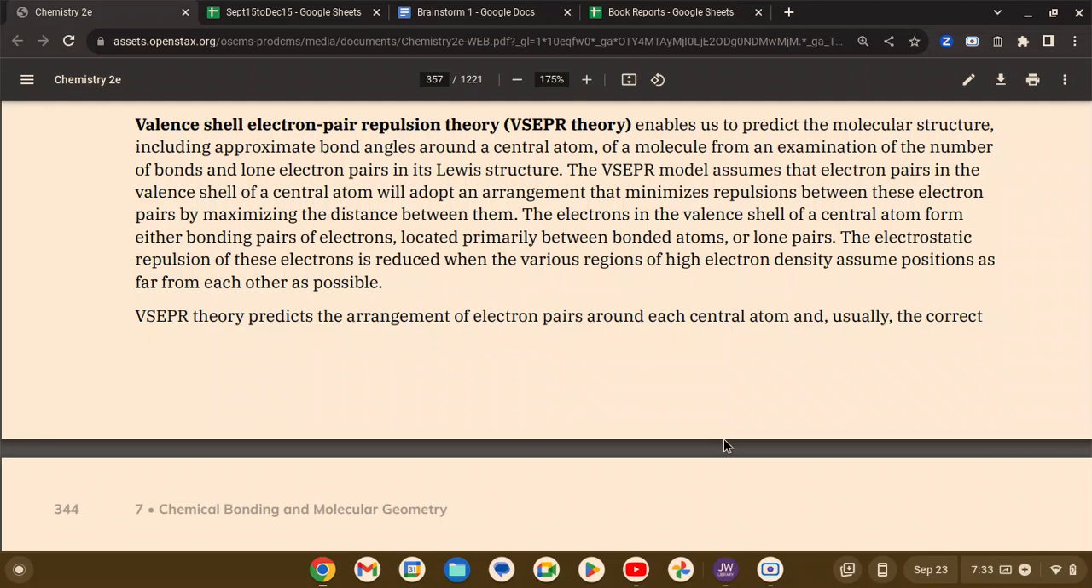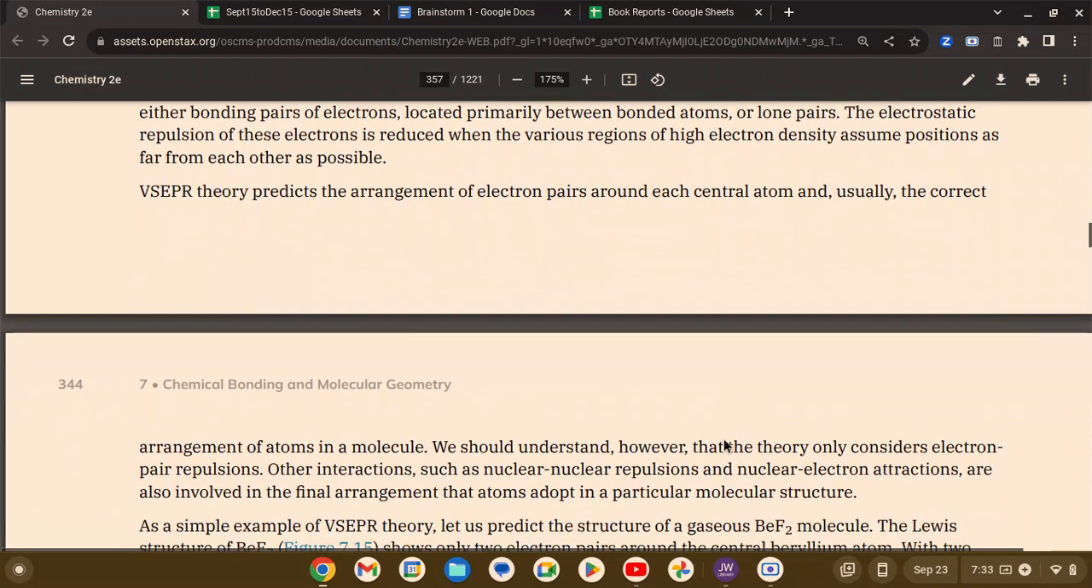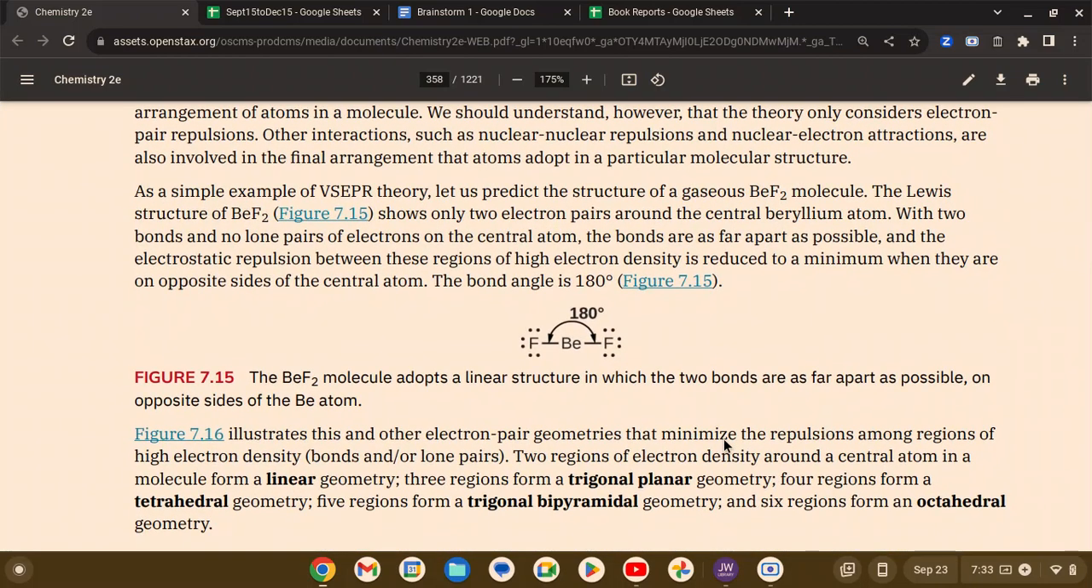VSEPR theory predicts the arrangement of electron pairs around each central atom and, usually, the correct arrangement of atoms in a molecule. We should understand, however, that the theory only considers electron pair repulsions. Other interactions, such as nuclear-nuclear repulsions and nuclear-electron attractions, are also involved in the final arrangement that atoms adopt in a particular molecular structure.